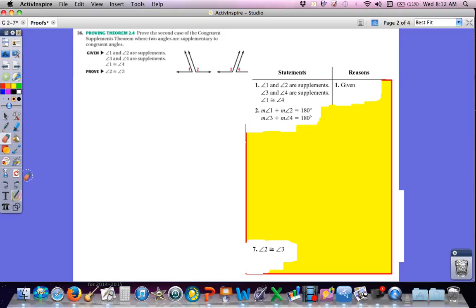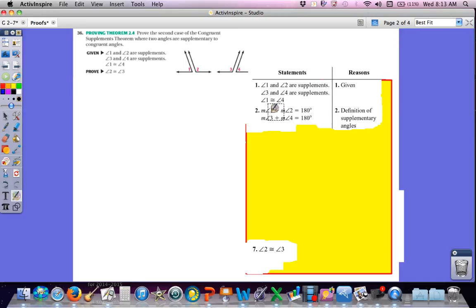I would have listed the things that I know next. But they actually put that angle 1 and 2 are 180, and the measure of angle 3 and 4 is 180. And that is the definition of what supplementary means. Now from here, you could do two different things. You could actually put in that the measure of angle 1 is equal to the measure of angle 4. That would be the definition of congruent angles.